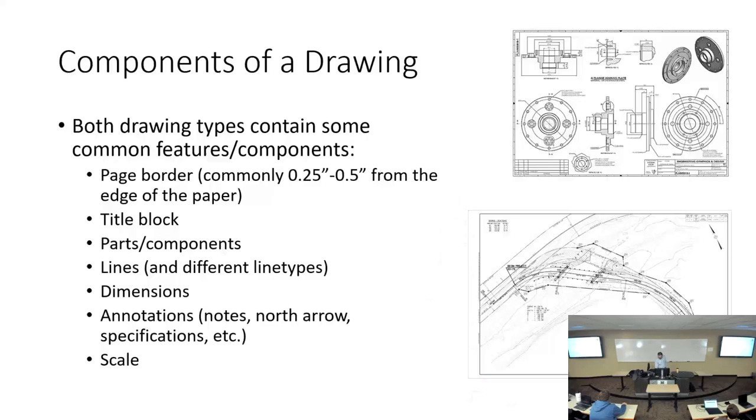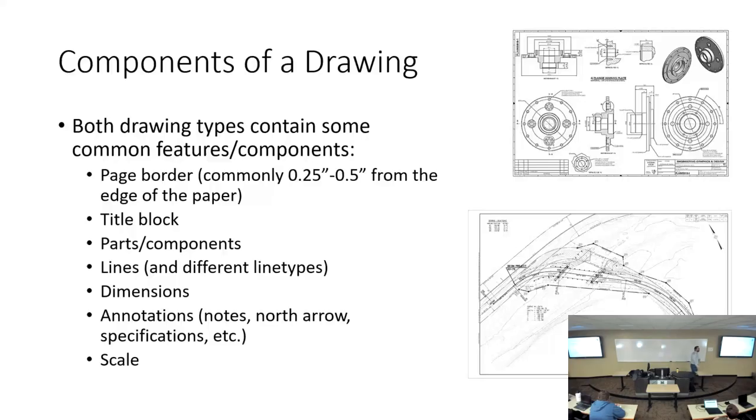Here you can see the page border that's just inside of the actual physical border of the page. It's usually around 1/4 of an inch or 1/2 inch away from the edge of the paper, and 1/4 of an inch is what we'll use for this class. You will also see on both drawings what's called a title block. On the mechanical engineering drawing, that's this part right here, and on the civil engineering drawing, that's this part right here.